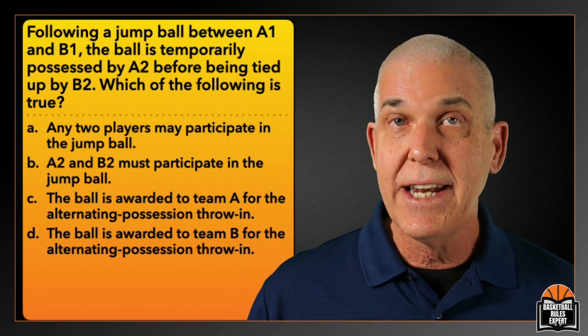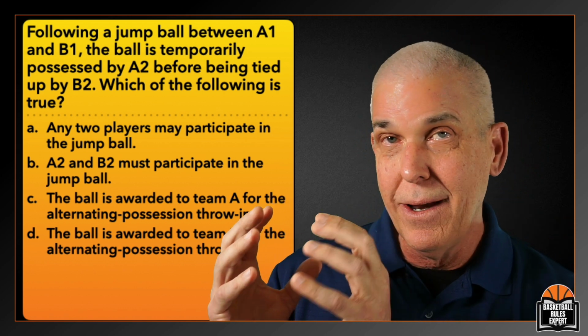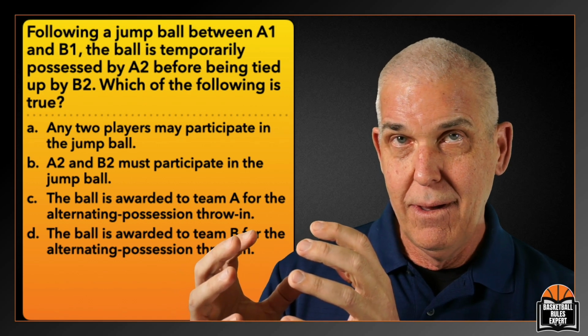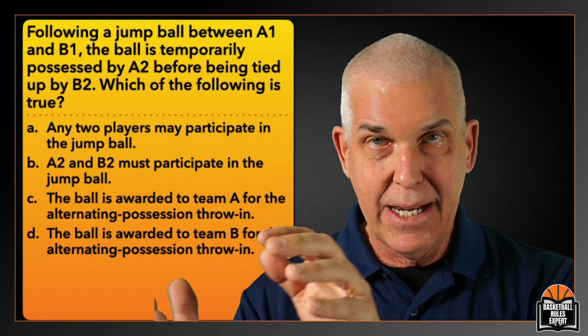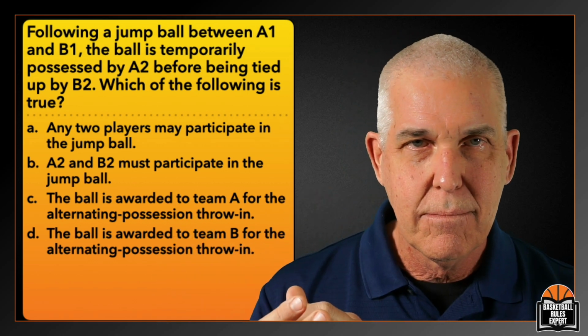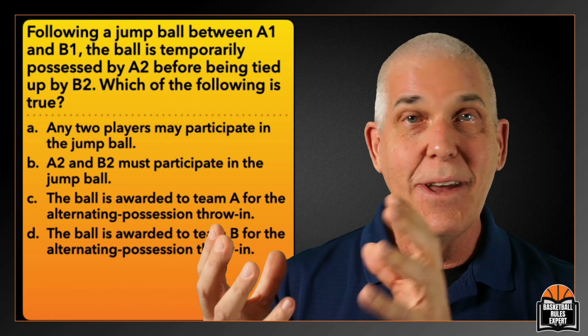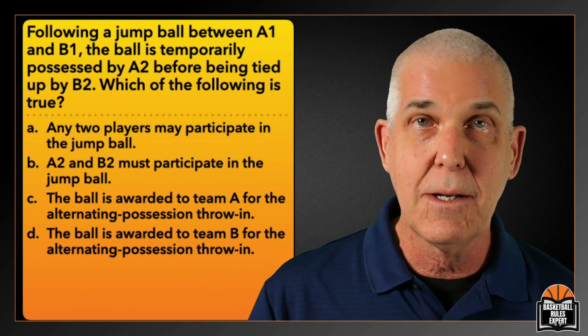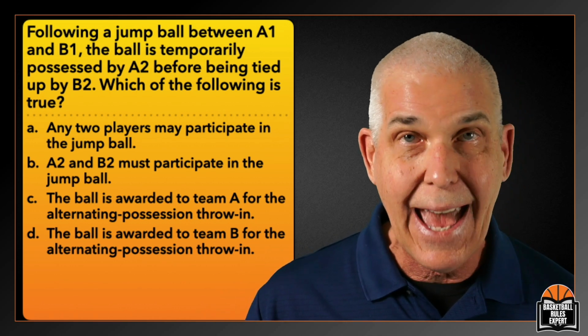Right? So we have a jump ball scenario. A player is holding the basketball as a result of the jump ball and is immediately thereafter tied up by B2, and we have a held ball situation. So the question is, when does the possession arrow get established in a jump ball situation? If we have a player who is holding the ball after the jump ball, immediately, in that instant, we have set the possession arrow.